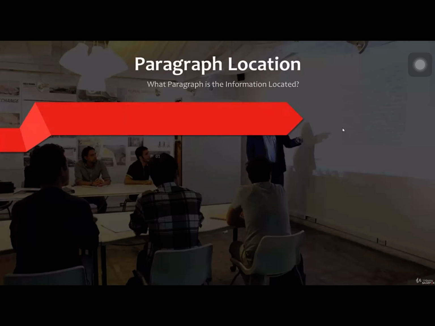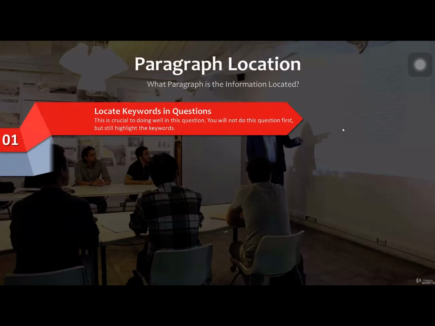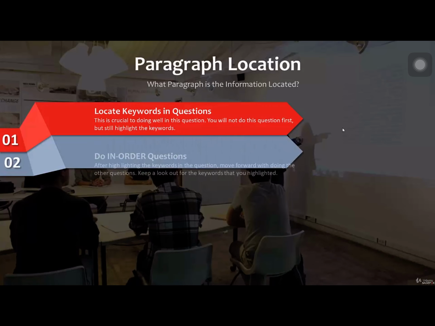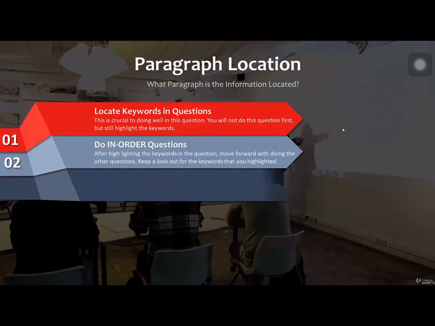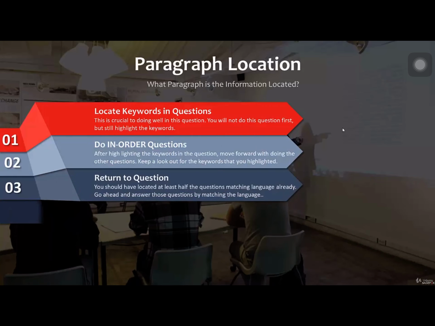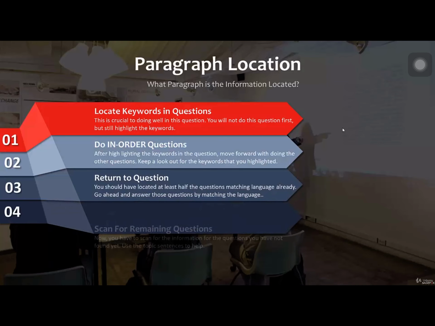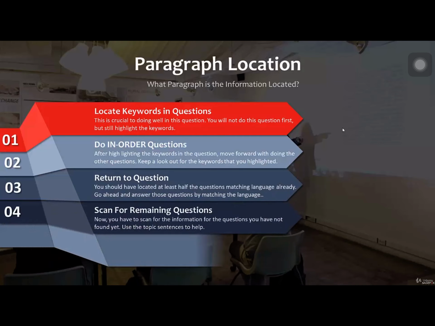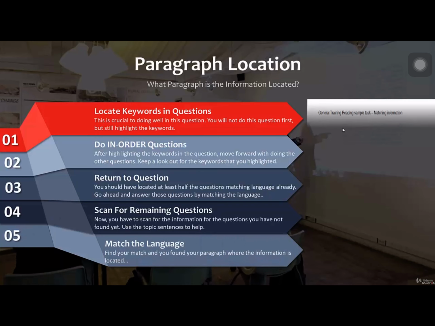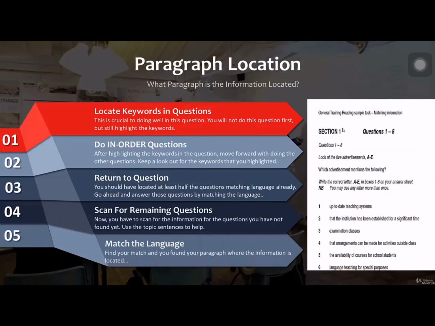Okay, so let's go over the strategy now more specifically in terms of the paragraph location question. As I said earlier, you want to first locate the keywords in the questions. This is very crucial to saving time. After you have highlighted or underlined the keywords in the questions, like here for numbers 1 through 6, then you go and do the other questions, do the in order questions or like the matching question in the set first.